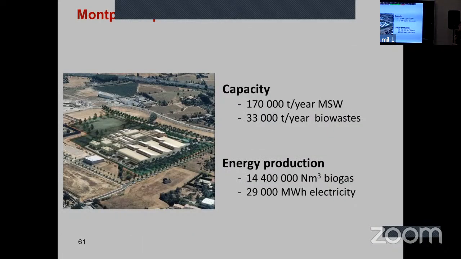And it is also in Montpellier for the municipal solid waste, treating 170,000 tons of municipal solid waste per year and 33,000 tons of bio waste. You have energy production which corresponds to 29,000 megawatt hours of electricity.